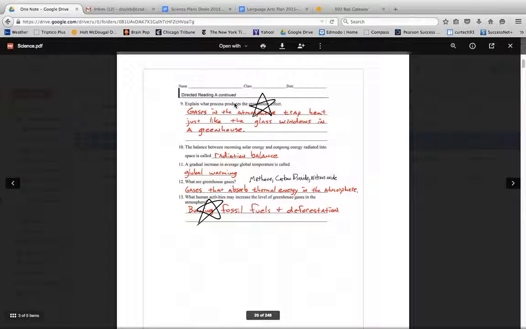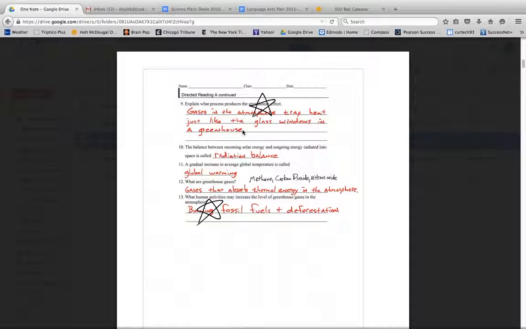Nine, explain what process produces the greenhouse effect. Gases in the atmosphere trap heat, just like the glass windows in a greenhouse. That's an important thing in our atmosphere, that it traps heat and keeps us warm, because the sun's not shining at nighttime. Sometimes it's cloudy, but our atmosphere keeps us warm enough even when the sun's not shining. And that's because of the greenhouse effect.